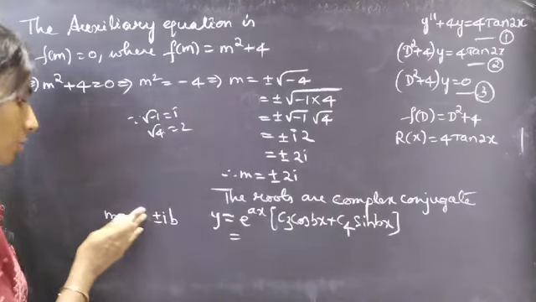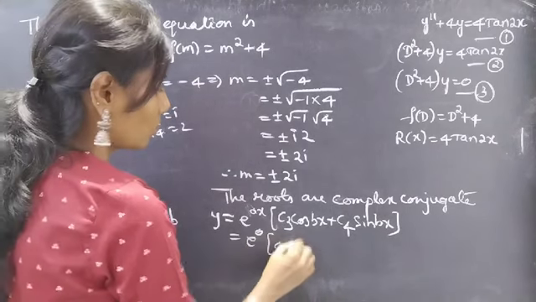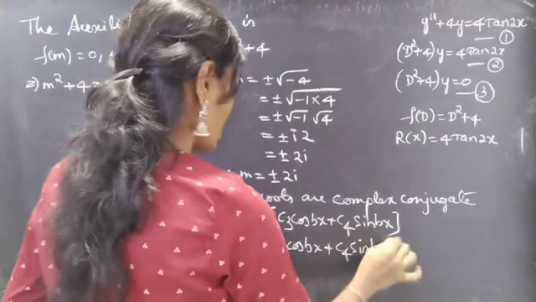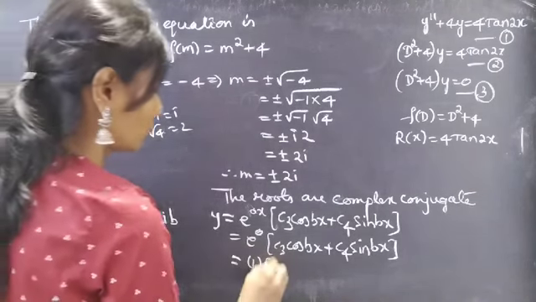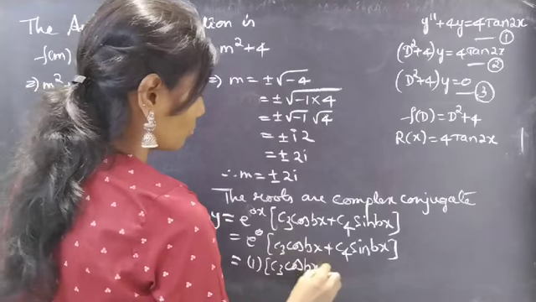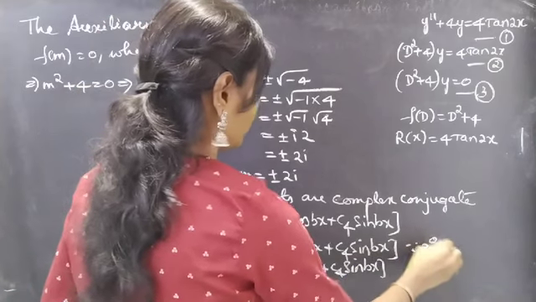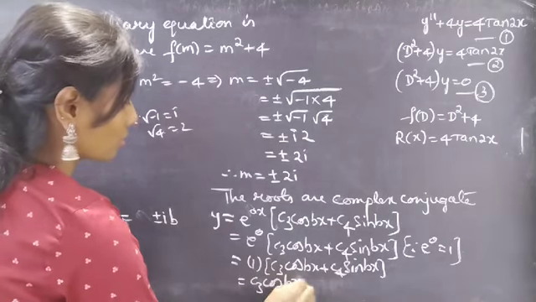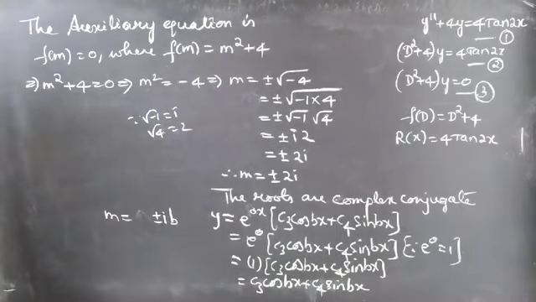In case of a equal to 0, we'll get e power 0 into x, which is e power 0, times c3 cos bx plus c4 sin bx. And e power 0 is 1. So this gives 1 into c3 cos bx plus c4 sin bx, which gives c3 cos bx plus c4 sin bx. Let's now write the solution to our homogeneous equation.